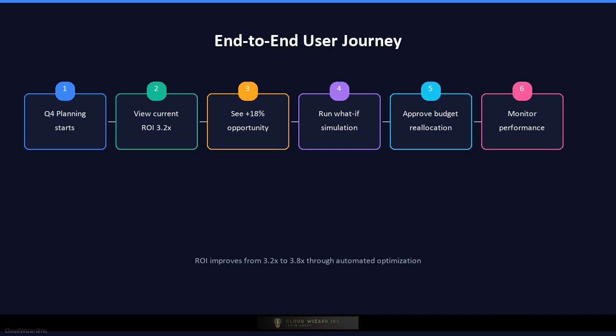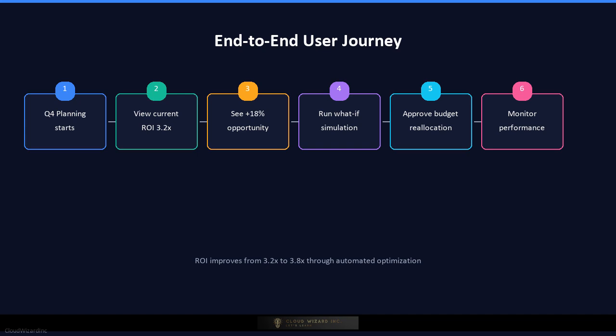She sees that Google search is oversaturated with diminishing returns, while TikTok and connected TV are underutilized with high incremental ROI. The engine recommends shifting 15% of search budget to emerging channels while maintaining minimum brand safety spends. She runs a what-if simulation showing the projected impact and approves the recommendations.